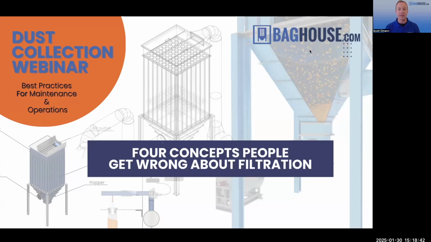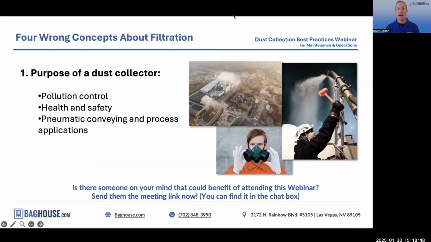So if we go to the next slide there, Andy, if we look at baghouse dust collection as a system as a whole, one concept that we want to make sure that we understand pretty clearly is, what is the purpose of a collector? Why do we have a dust collector in our plants? Real briefly, we have three main reasons. One is for pollution control. We're creating some sort of dust that might be hazardous or toxic to the environment.